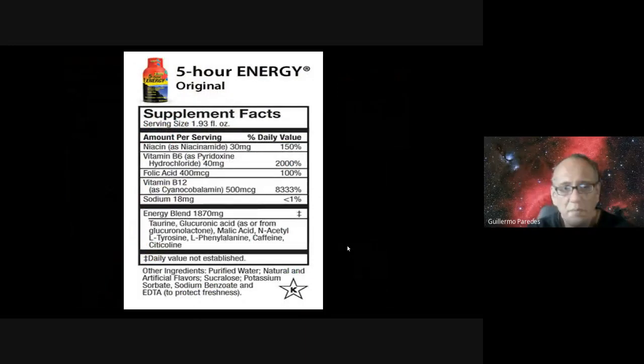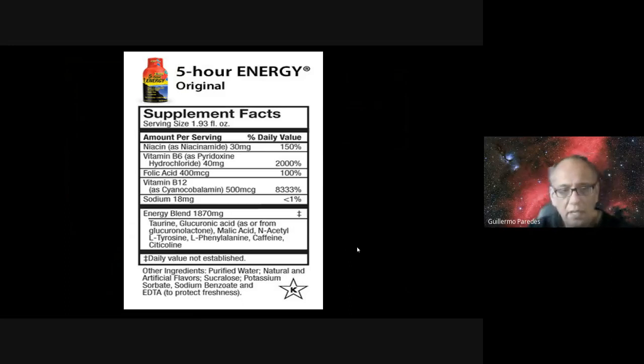Niacin is the vitamin B3, and the niacin is giving like 150% more than you require a day. Now let's talk about vitamin B6. Vitamin B6, pyridoxine, is going to give you 2,000 times more than you require a day. But that is not enough. Look at this, the vitamin B12. With vitamin B12, you receive 8,333 times more than you require in one day. Do you know that? So you see here that we are taking a lot of excess of these vitamins. Okay?